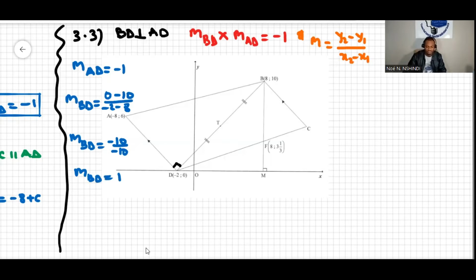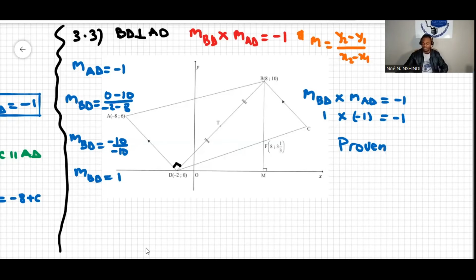And then we can see that the gradient of BD times the gradient of AD equals -1, because 1 times -1 equals -1. That's true. Proven. We can also find the length. Another way to calculate this is, if it forms a 90 degrees angle, this means that the hypotenuse is equal to the sum of the squares of the other two sides. So that's another way to solve the problem.